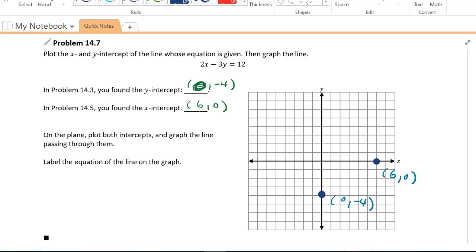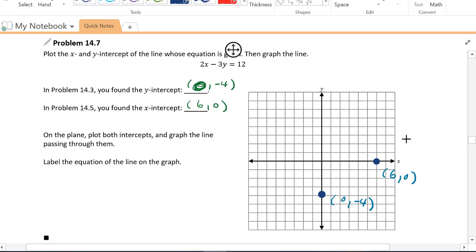And they want us to connect the dots. Draw a line past them. So let's draw the line that connects the 2 points. How's that one? Not very good.